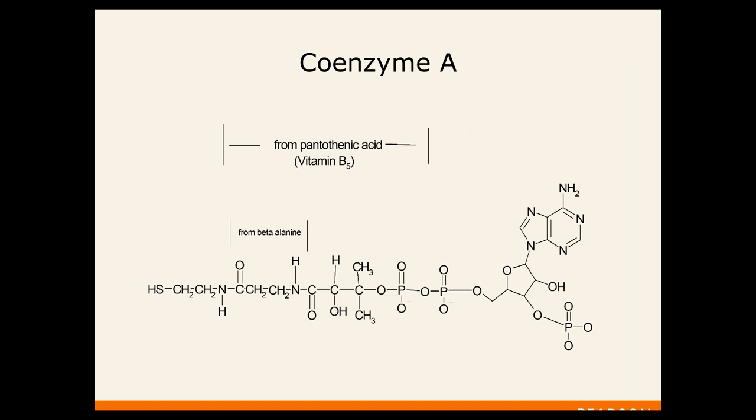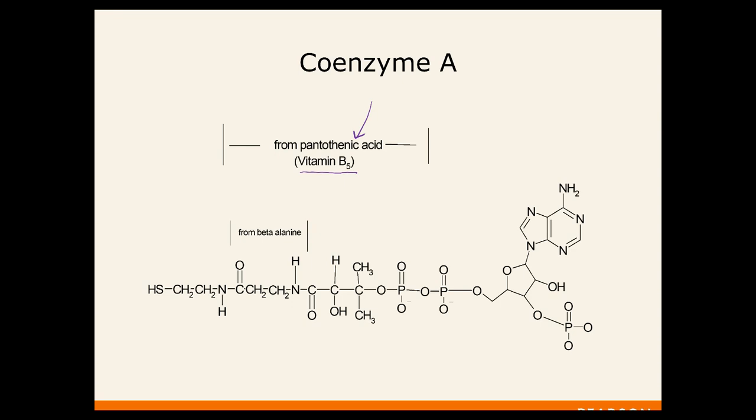So coenzyme A, here's coenzyme A, another kind of interesting complex molecule. What I want to show you on this is that coenzyme A also has a vitamin precursor. And this one is pantothenic acid or vitamin B5. And coenzyme A is so important in our metabolism.